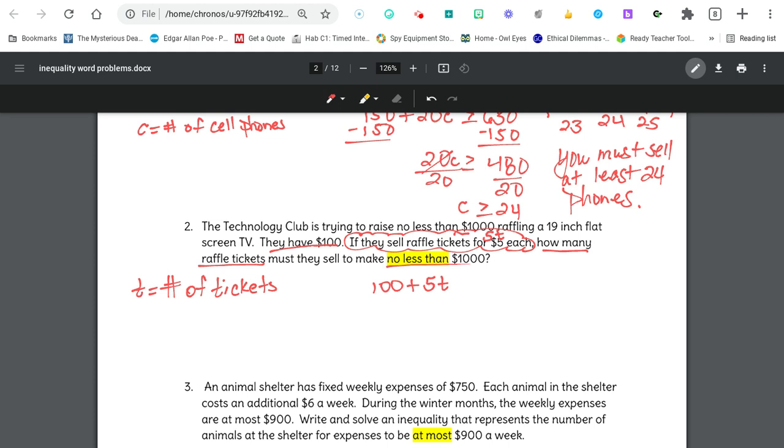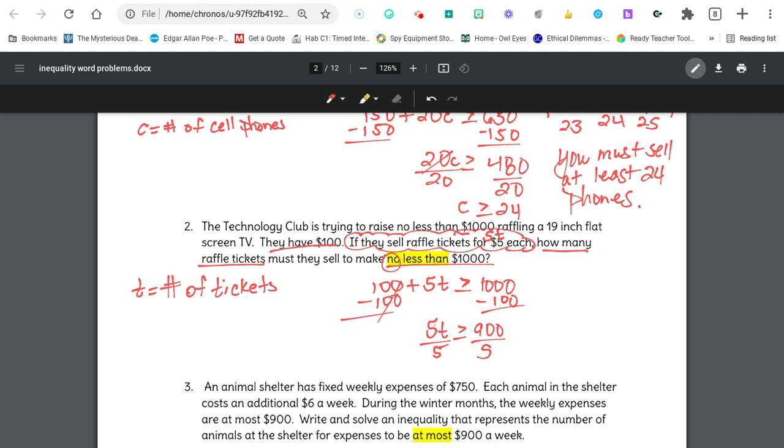No less than 1,000. No less than means they want to make 1,000 or more. They don't want to make under 1,000, okay? And it's got no in front of it. It's going to turn less than around. So I'm just going to get rid of that 100 that they have. That means they got to make $900 from selling these raffle tickets.